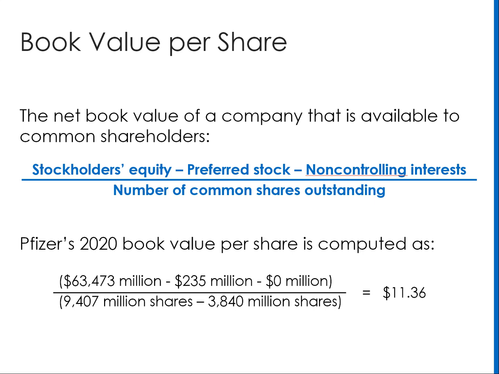Another ratio we can use is called book value per share. Again, this is the net book value of the company available to common shareholders. So in the numerator, that's equity to common shareholders, the total equity less preferred stock less non-controlling interest, divided by the number of common shares outstanding.